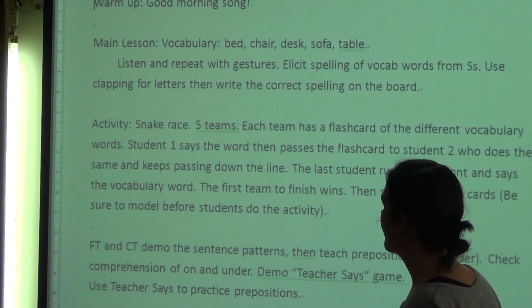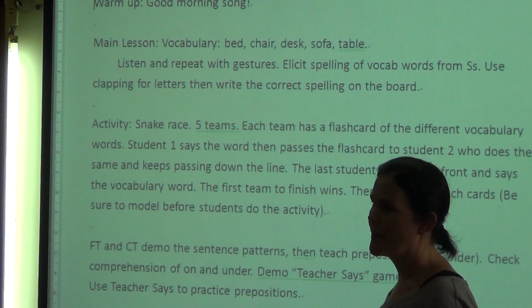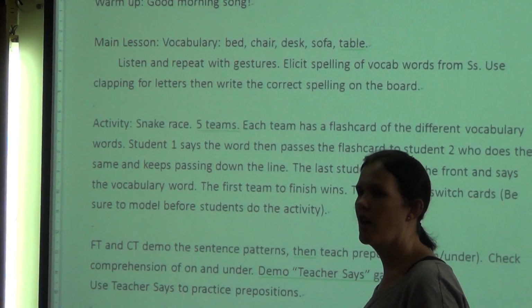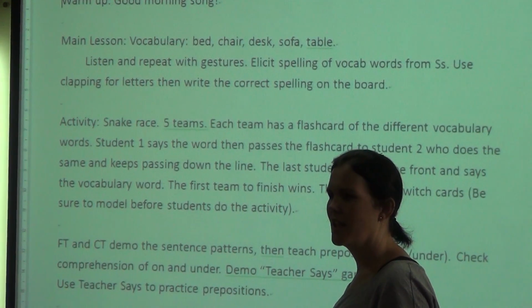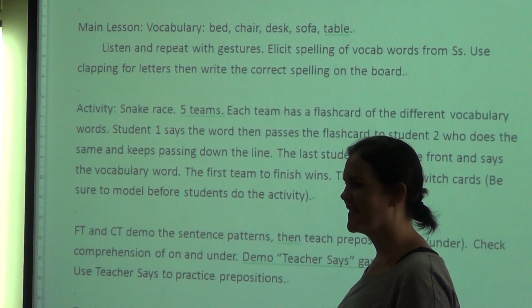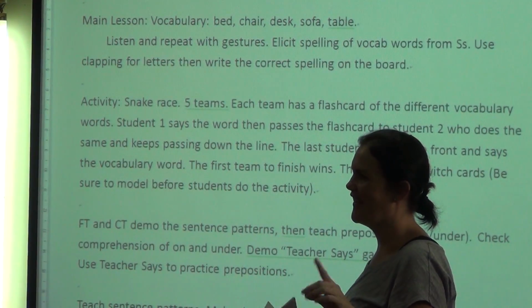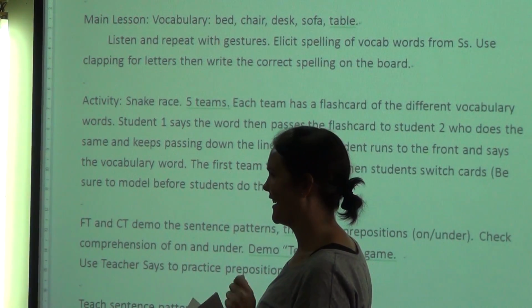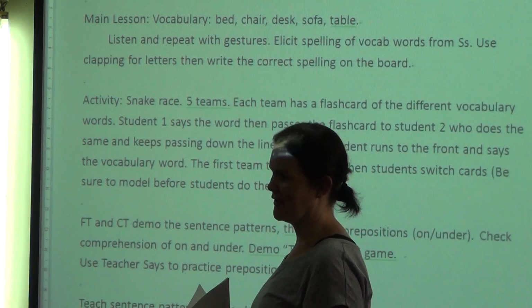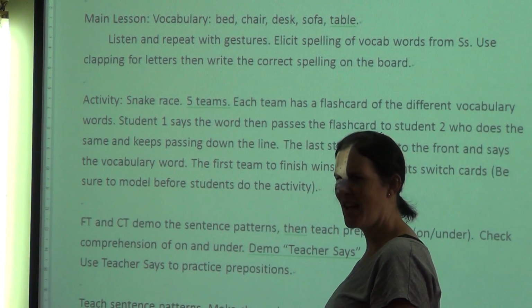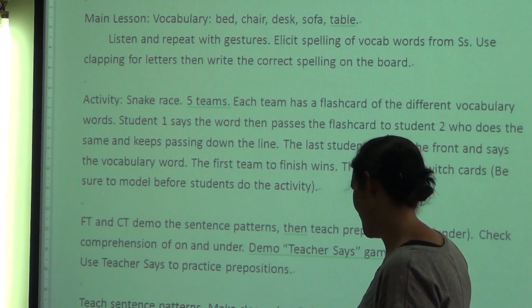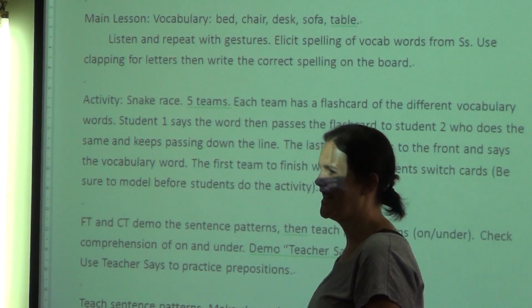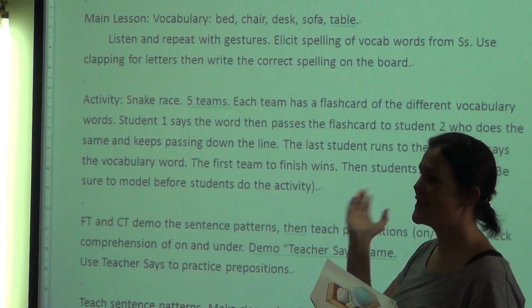First, the warm up. We're going to do the morning song, one of the upbeat ones we learned about. The one that's faster, more modern, the very popular, funny one. Anyway, and then we need to teach the vocabulary.